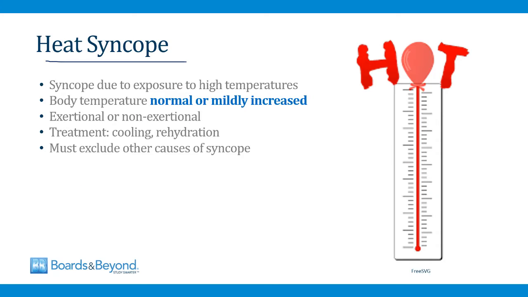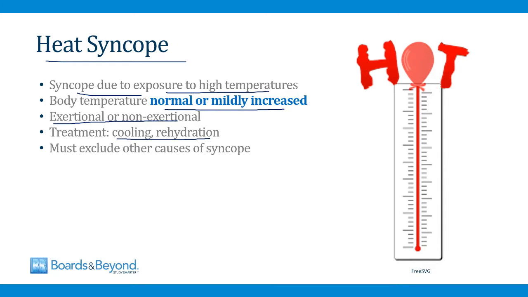Heat syncope, as the name implies, refers to syncope in patients who are exposed to high temperatures. Importantly, patients with heat syncope have a normal or only mildly increased body temperature. If someone collapses in the setting of high temperatures and their body temperature is very high, then they have something called heat injury, which we'll talk about later. But if there is a collapse and the body temperature is normal or only a little bit increased, then that's what we call heat syncope. There are exertional and non-exertional forms of heat syncope, and we'll talk about the differences between these in just a minute. And the treatment is with cooling and rehydration.